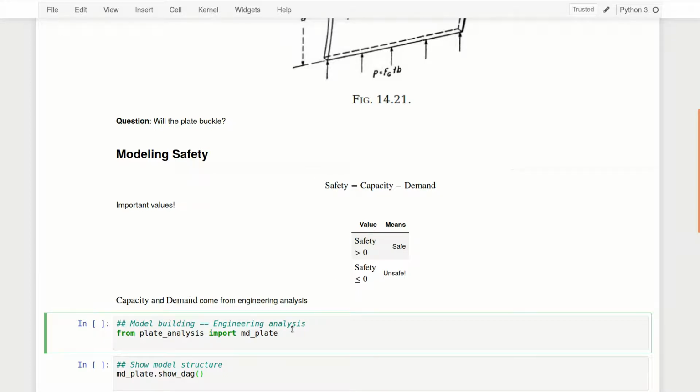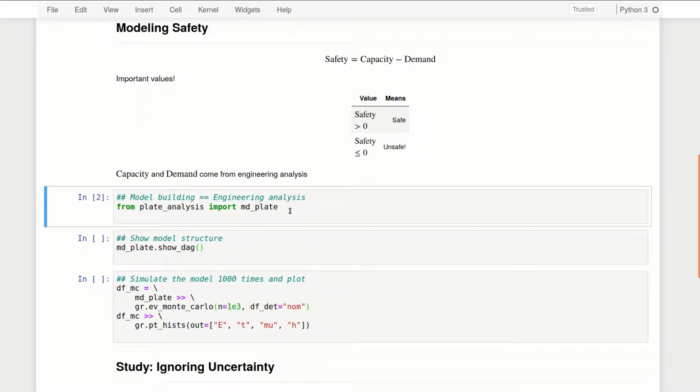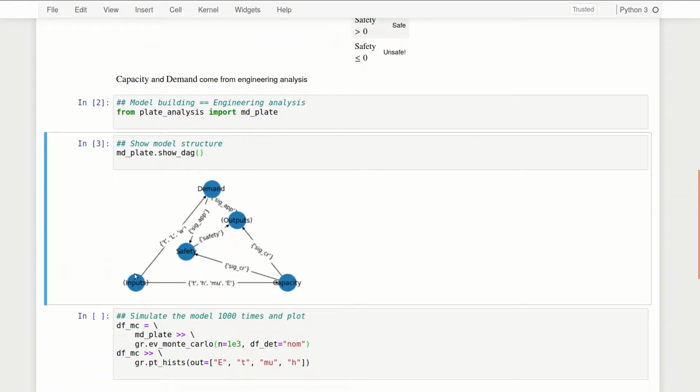through an engineering degree. But for the moment, I've gone ahead and carried out this analysis in a separate file. But I want to give you a sense of what goes into this analysis. We have some set of inputs. Some of those inputs go to computing the capacity, while some of the inputs go to computing demand. Both demand and capacity go in to compute safety, and we get our output.